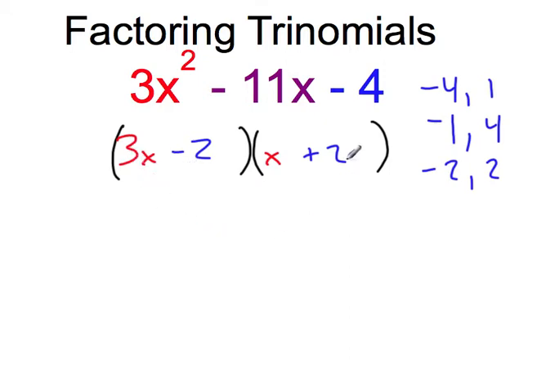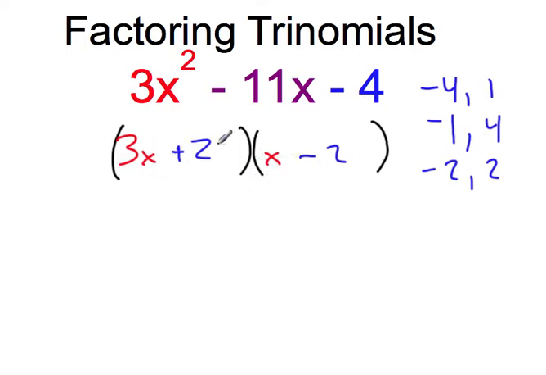3x times 2 is 6x, and negative 2 times x is negative 2x. So I get 6x, negative 2x, which gives me a 4x in the center. Okay, not what I wanted. If I switch the signs on these, just to see if that will work, we'll end up figuring out whether we got the right set of binomials. So 3x times negative 2 is negative 6x, and 2 times x is 2x. Negative 6x, positive 2x is negative 4x.